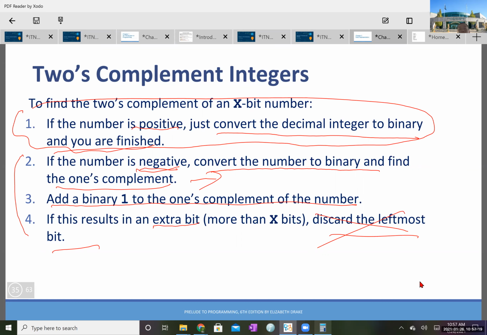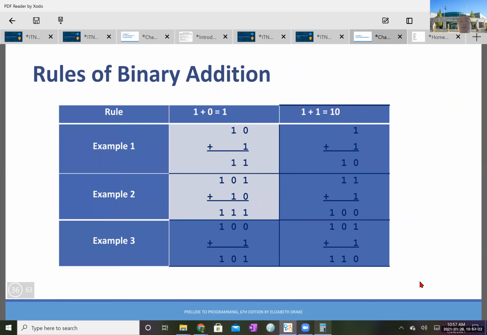Okay, so to make it simple, here's the rule of binary addition. When you have 0 and 1, you have 1. When you have 1 and 1, actually you have 0 and you carry out 1. Zero plus 0 is 0, 0 and 1 you have 1, and 1 and 0 you have 1. Remember the rule of adding binary: 1 plus 0 you have 1, and 1 plus 1 you have 0 and carry out 1.